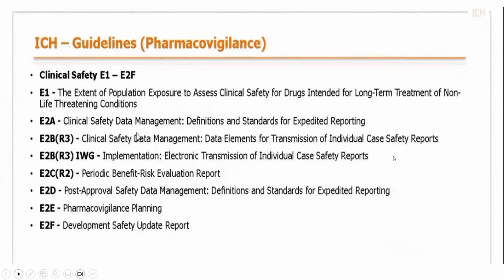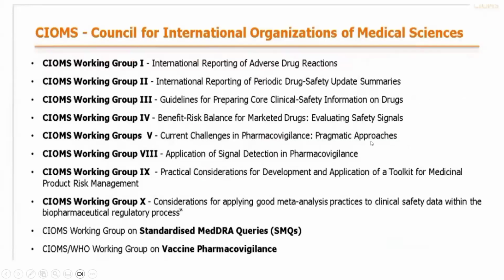Again, this is something from CIOMS, the CIOMS guidance documents for the same kind of thing: international regulatory reporting of adverse drug reactions, international reporting for preparing the core clinical safety information on the drug, benefit risk, current challenges, application of signal detection. Okay. The same for vaccine pharmacovigilance. So why am I covering this? Because it is also a key document based on the CIOMS.